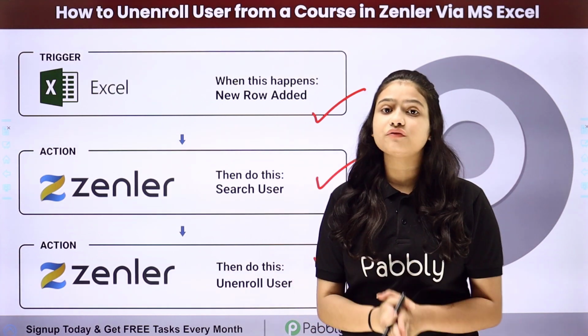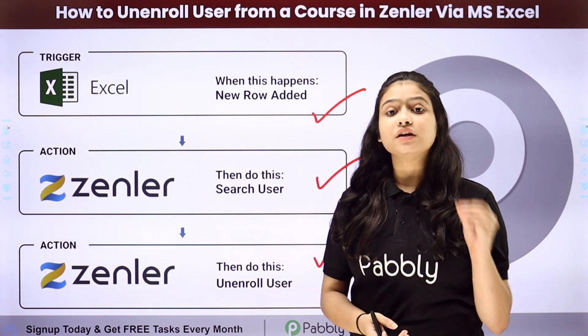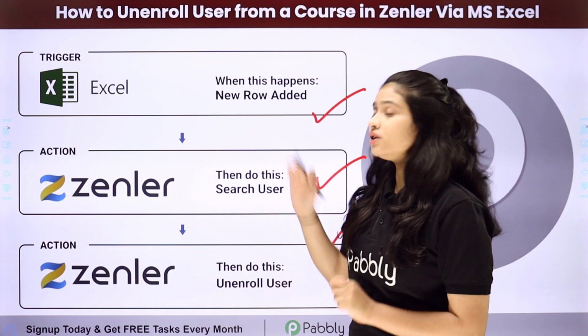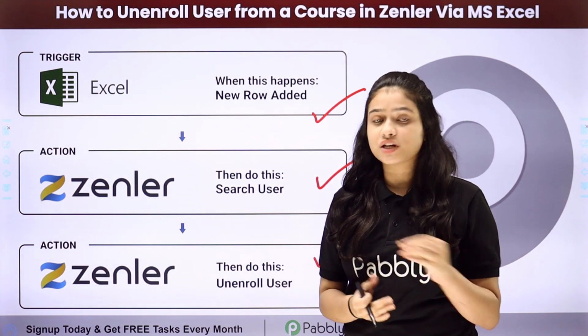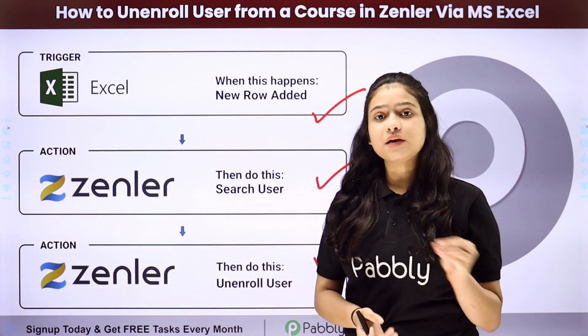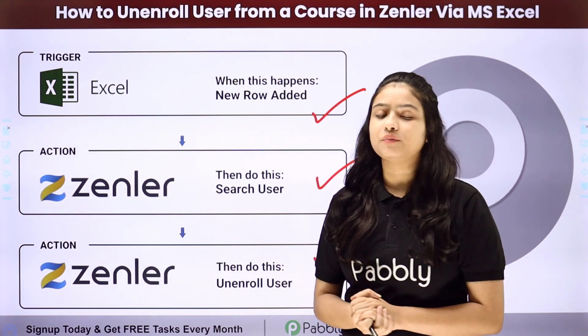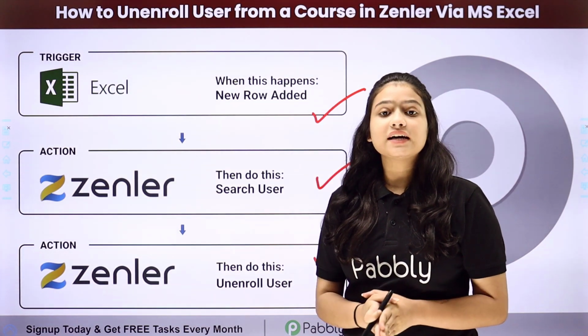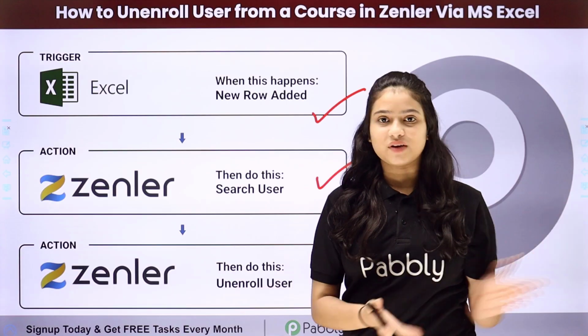So we will be connecting both of them by using Pabbly Connect in such a way that whenever a new row is added in the Excel sheet, automatically the user will first be searched in Zenler for a particular course, and the same user will automatically be unenrolled from that particular course in Zenler. And to learn the entire process step by step, let me take you all to my screen.